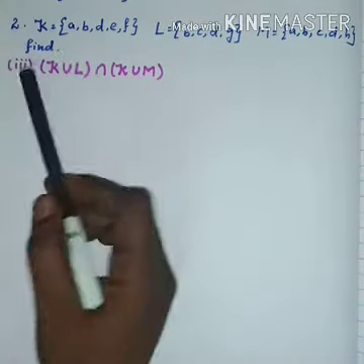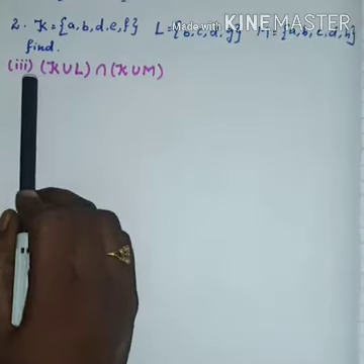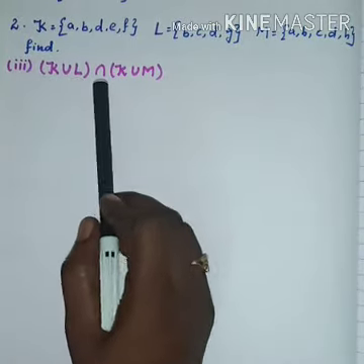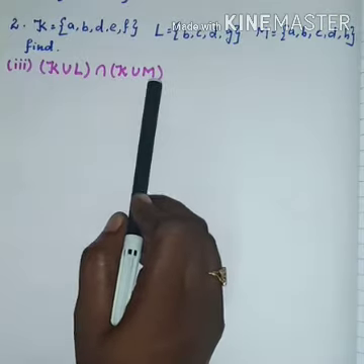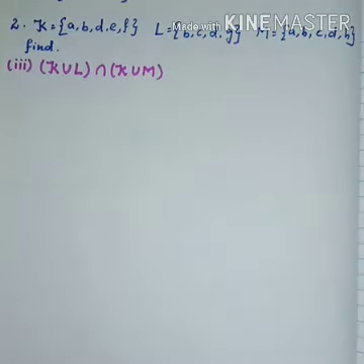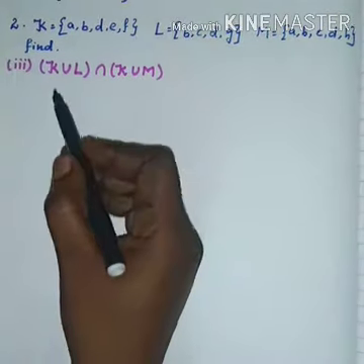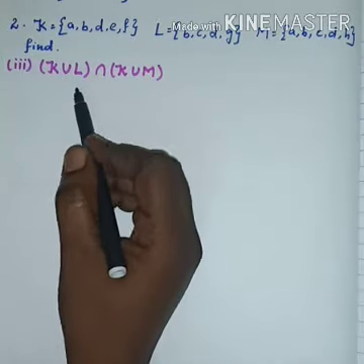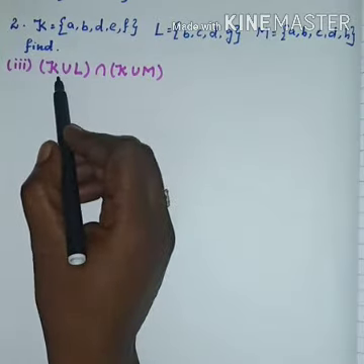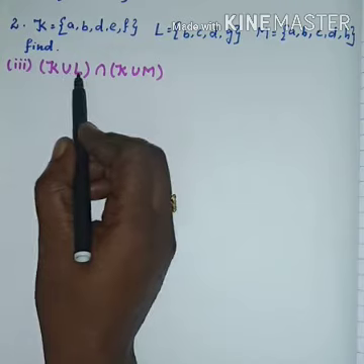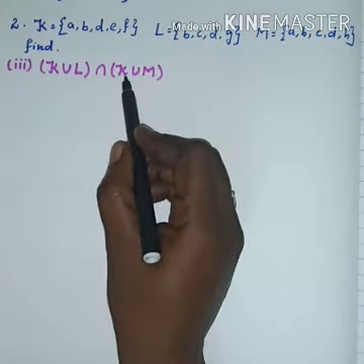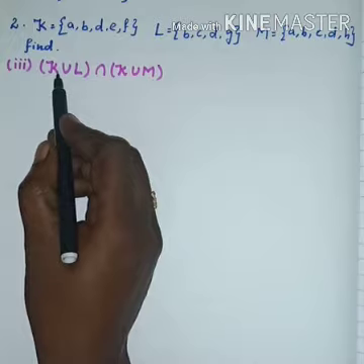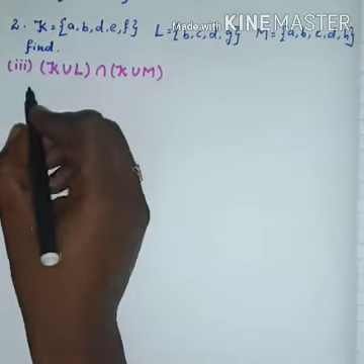Second sum, third subdivision. The third subdivision is K union L intersection K union M. So we have to find the value of the elements inside the bracket first, isn't it? So what are the elements inside the bracket? K union L and then K union M. First we have to find the elements of K union L.